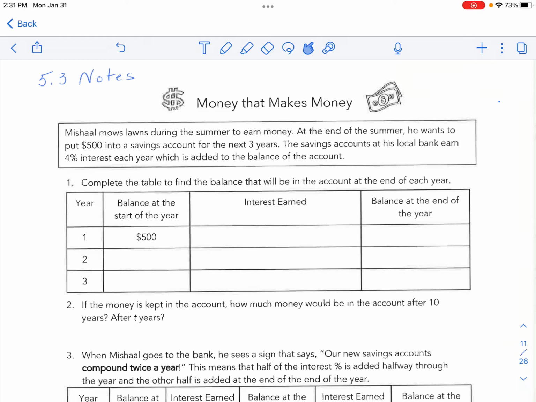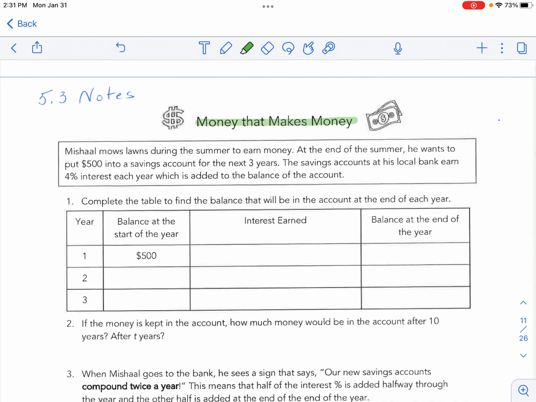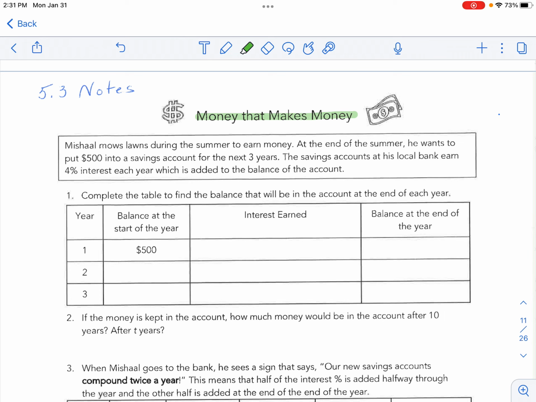So these are the notes for 5.3, and 5.3 is titled Money That Makes Money. This is kind of the secret to financial freedom, and that is that we want to get our money to make money for us without us doing anything, and this is the way that this happens.